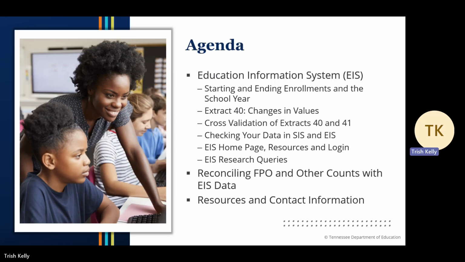The agenda for this session on Education Information System, EIS, focuses on the aspects related to FPO's data, starting and ending enrollments in the school year, extract 40 changes in values, cross-validation of extracts 40 and 41, checking your data in your student information system and EIS, the EIS homepage, resources and login, and EIS research queries. We will also discuss reconciling the counts that federal programs and oversight and other teams provide you with the data that you're downloading from the EIS research queries. We will conclude with resources and contact information.